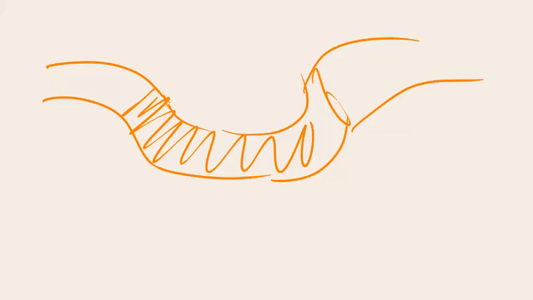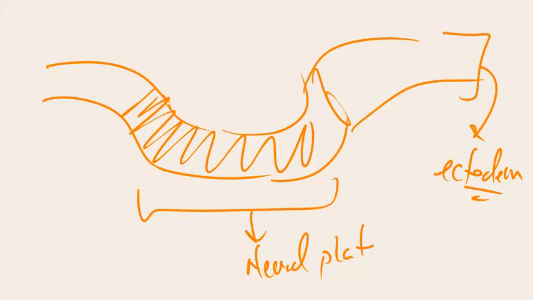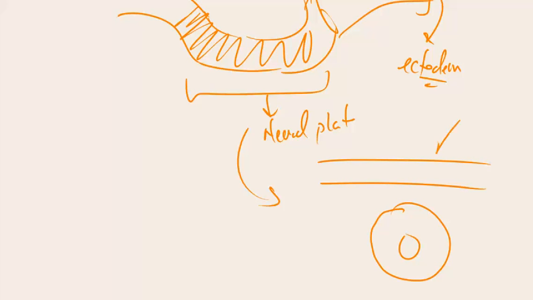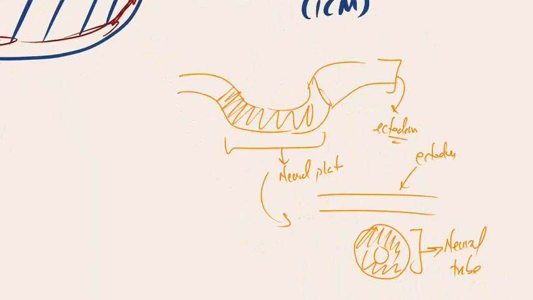So let's just say all this is the ectoderm, right? And let's say that this is the neural plate, right? So once the neural plate fully invaginates, then you would have the ectoderm, and then this here would be the neural tube. Did you guys see that? Yeah.